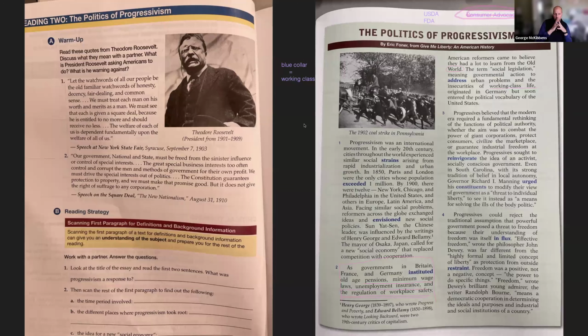I think we mentioned the word labor union before in the last reading. Those phrases are very related. So working class life, right here in this paragraph: government action to address the urban problems and the insecurities of working class life.